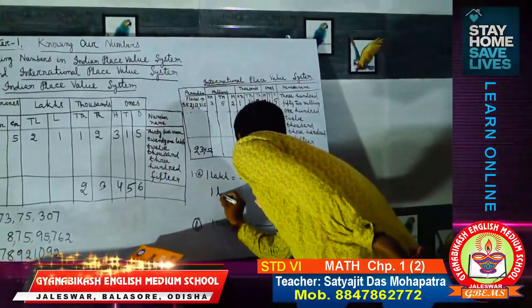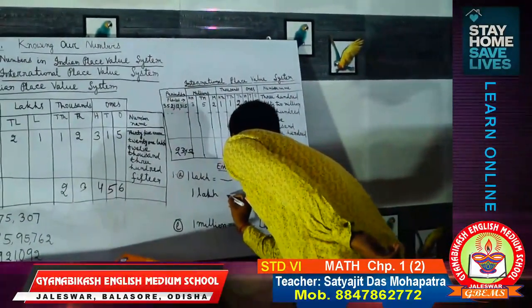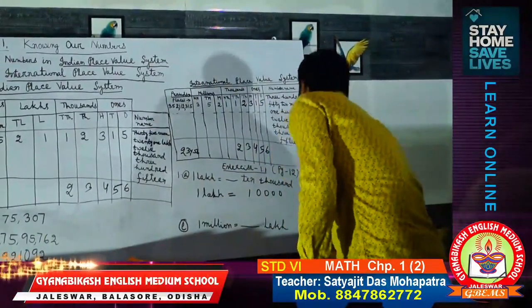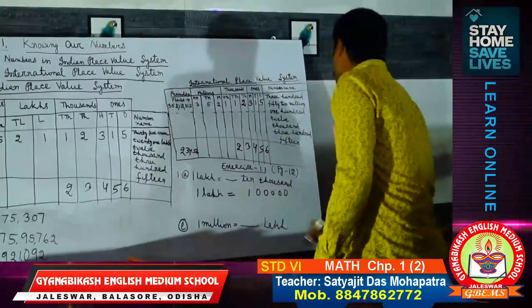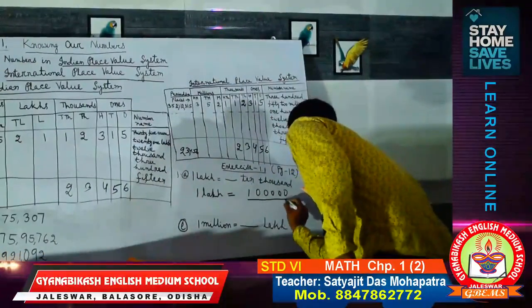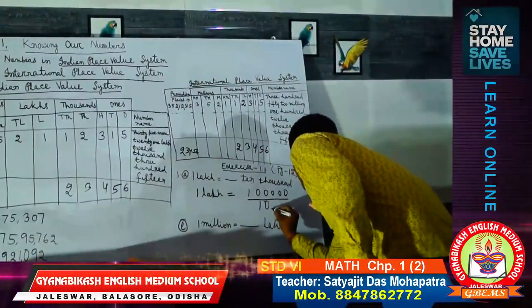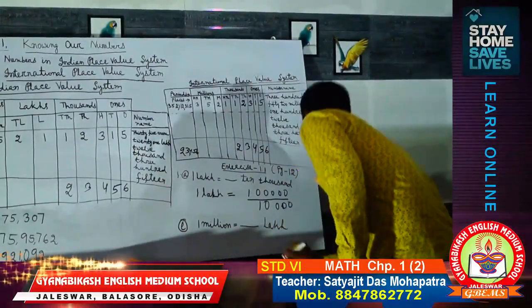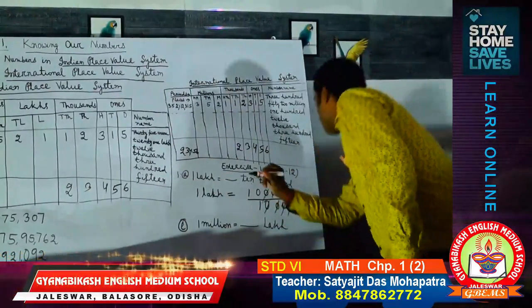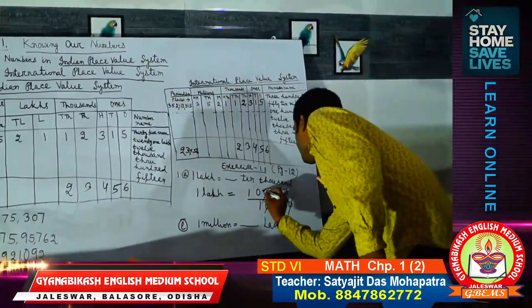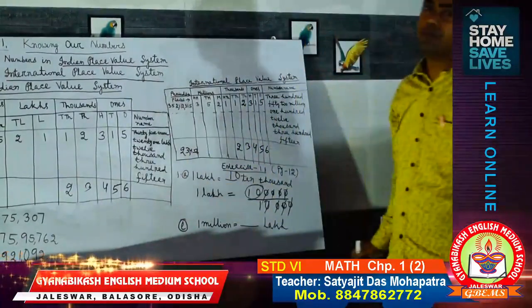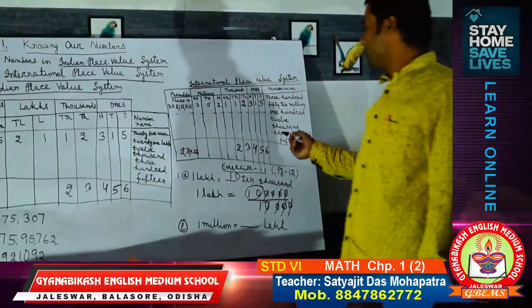1 lakh is equal to, this is 1 lakh, then this is 10,000. So you have to divide it: 10, after that 1000. You can cancel this one, this one, this one. So what is there? This is 1 lakh equal to 10,000. I think it is understood to you.